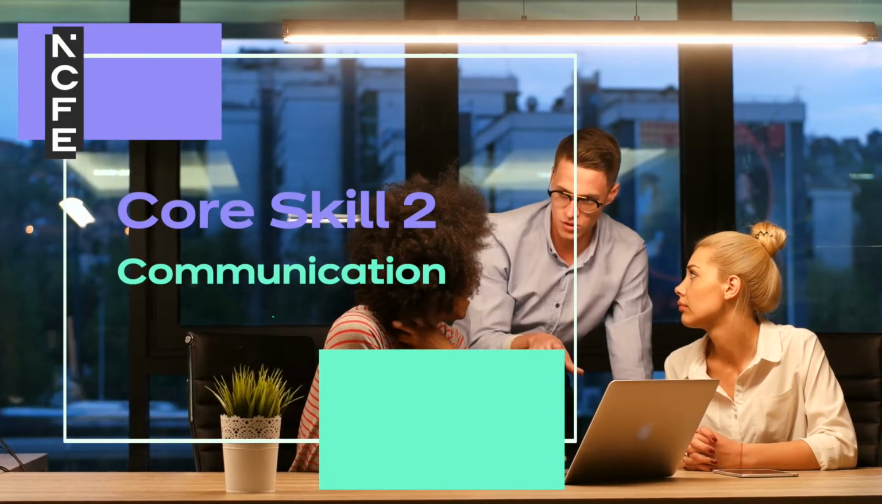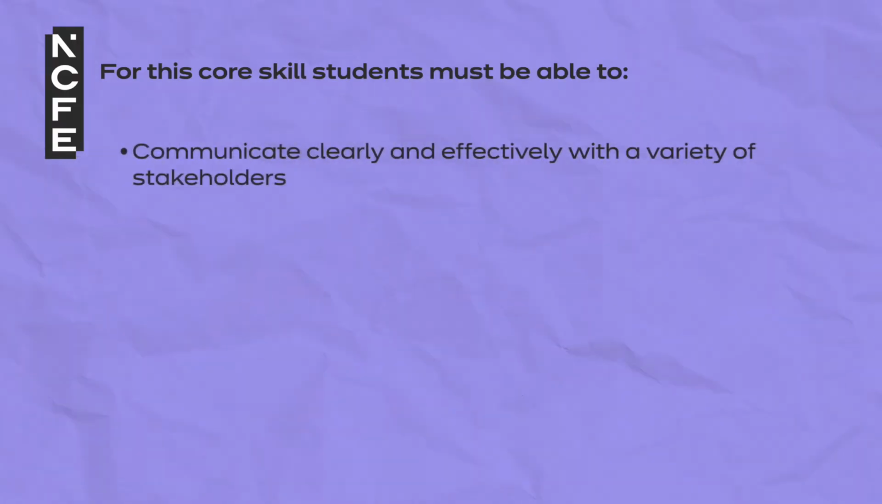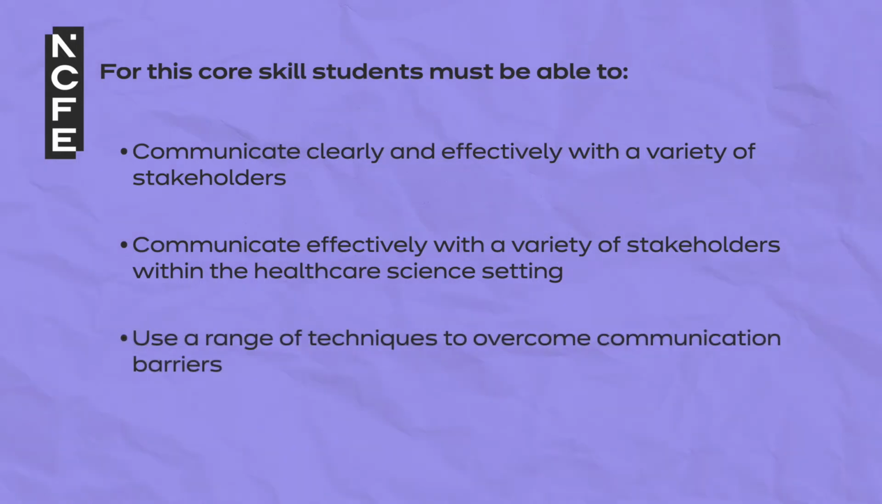Core skill 2, communication. For this core skill, students must be able to communicate clearly and effectively with a variety of stakeholders, for example, patients, service users, customers, carers and other healthcare and social care professionals. Communicate effectively with a variety of stakeholders within the healthcare science setting. Use a range of techniques to overcome communication barriers. More detailed information can be found within the core skills section of the healthcare science qualification specification.